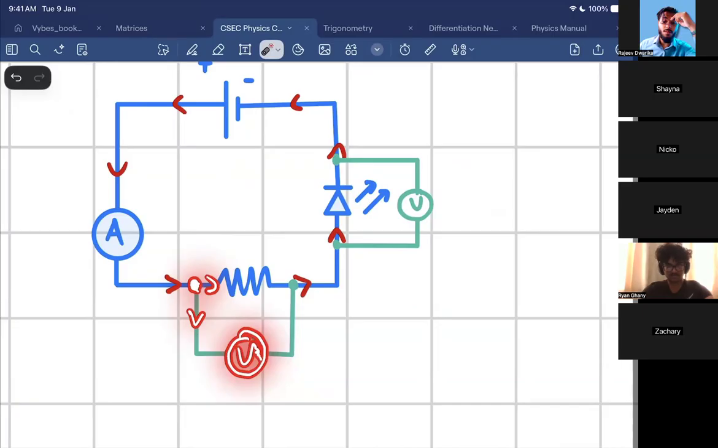So, what would you want if you don't want current to pass through? Something to block the current from going through. Right, so what blocks current from going through? A diode. No, we need a resistor. A low resistor or a high resistor?